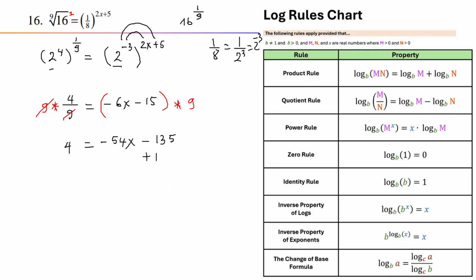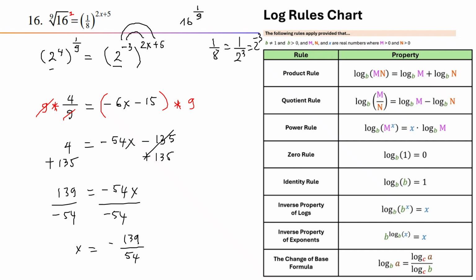Now we add 135 to both sides, because you want to cancel that. Okay, so now we have negative 54x equal 139. Okay, so now we divide both sides by negative 54. Then we have x equal negative 139 over 54.